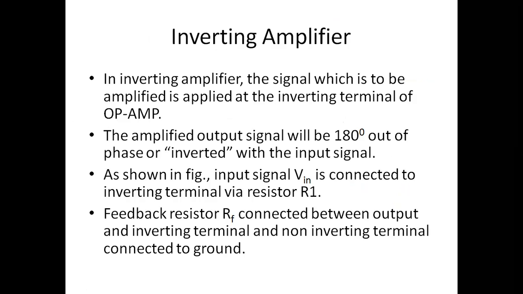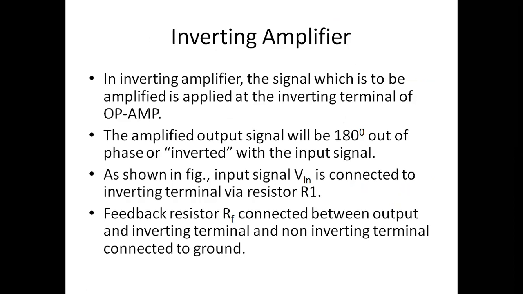So here we are saying, as shown in the figure, the input signal we can connect to the inverting terminal via resistor R, and we can give the output back to the inverting terminal by using the feedback resistor RF, or we can say R2.